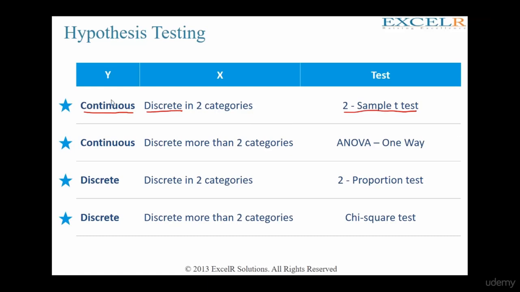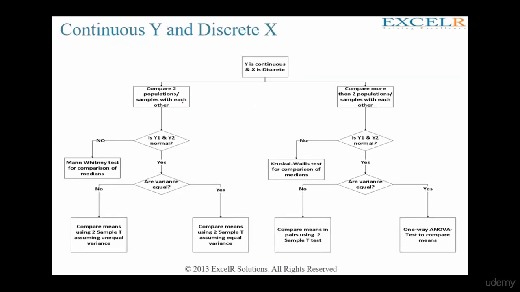However, whenever Y is continuous and X is discrete, we always resort to this flowchart. Y is continuous and X is discrete, and we are trying to compare two populations or samples with each other. When you're trying to compare the purchases of full interest rate waiver and purchases made because of standard Christmas promotion, you're comparing two samples or two populations with each other. That is when the first test that you need to perform is called the normality test.